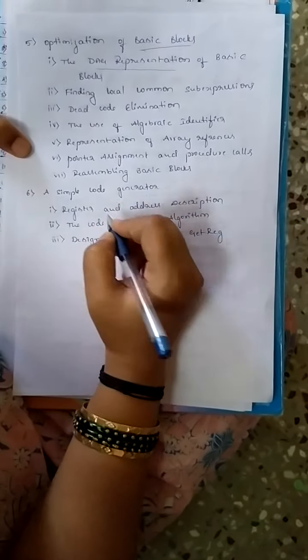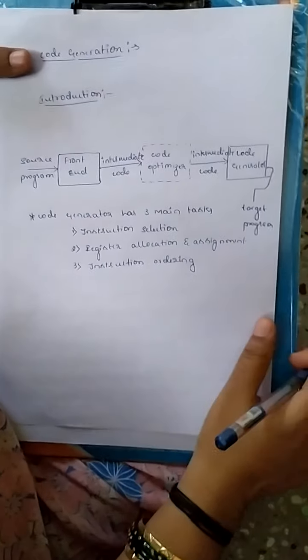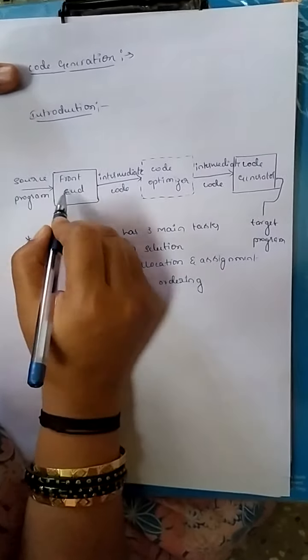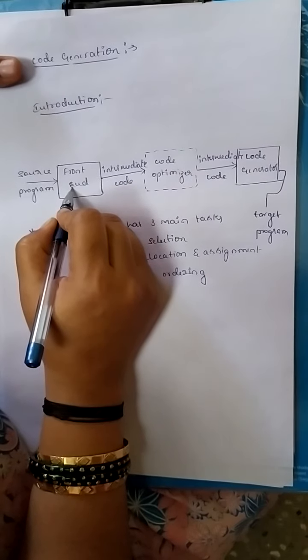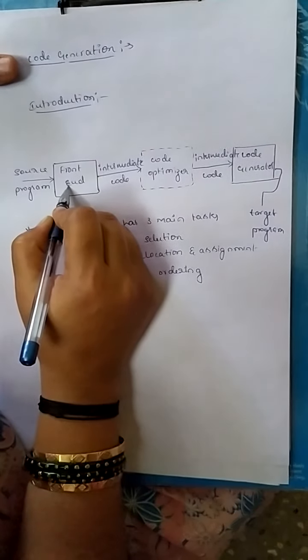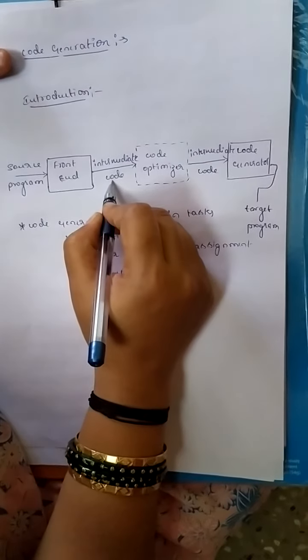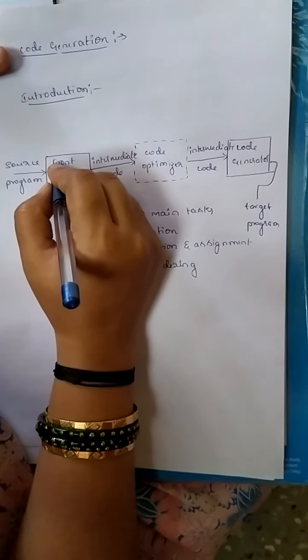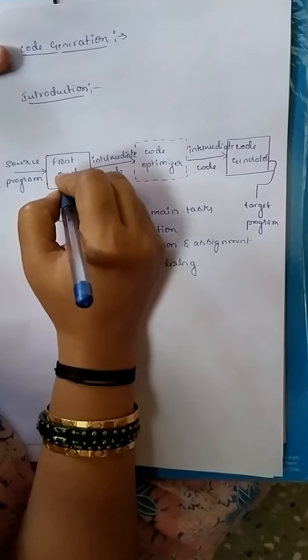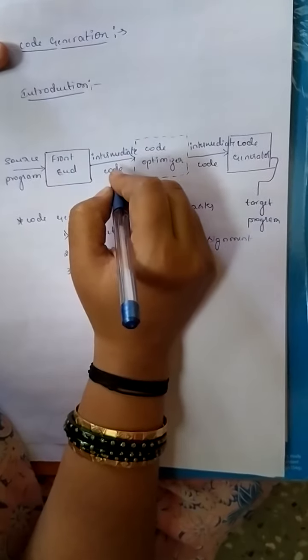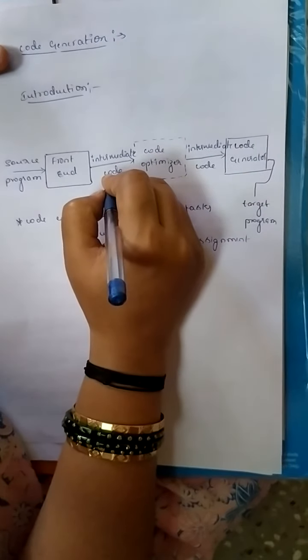Before starting the code generation, we'll see the introduction part of the code generation. In all the phases we discussed, we started from the block diagram only. So this is the block diagram of the code generation. This is the source program, we are giving it to the front end. In the front end we have 3 different phases. What are those 3 different phases? The first one is lexical analysis, syntax analysis, semantic analysis, and after that starts the intermediate code. All the lexical analysis, syntax analysis, semantic analysis will work in the front end. It will generate the code. That code is in the form of intermediate code generation, that means 3 address code.